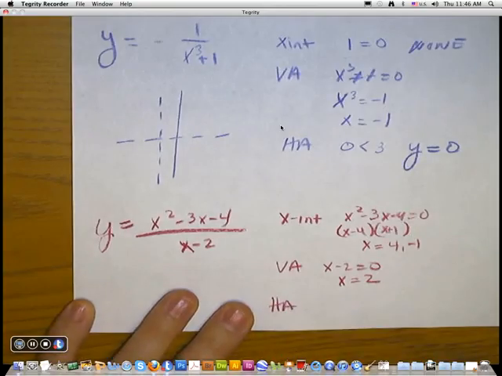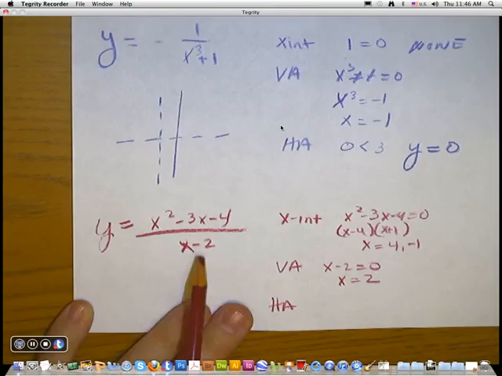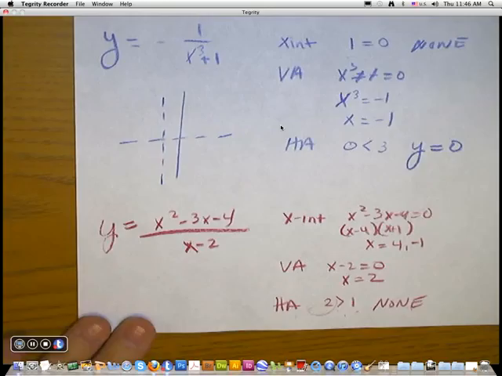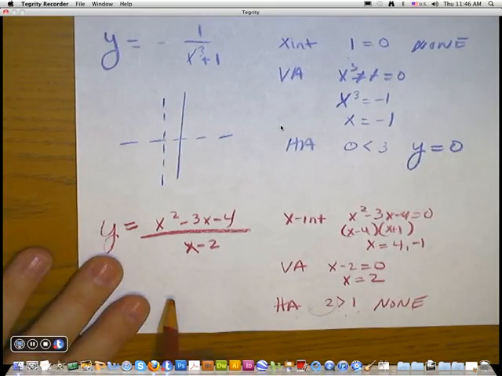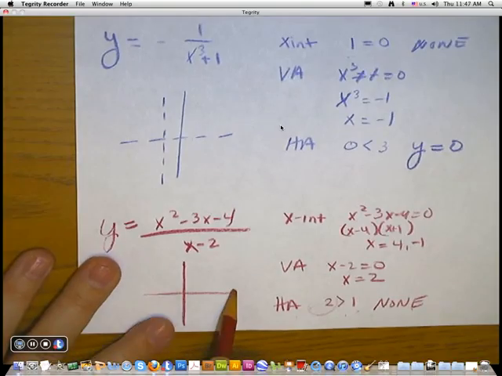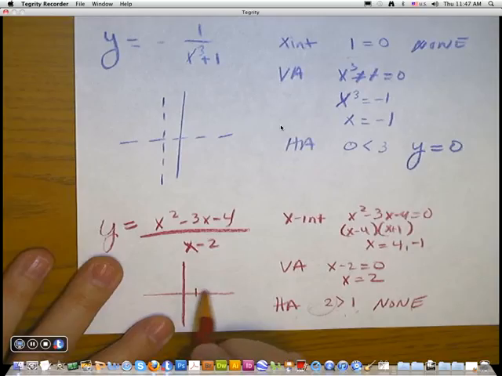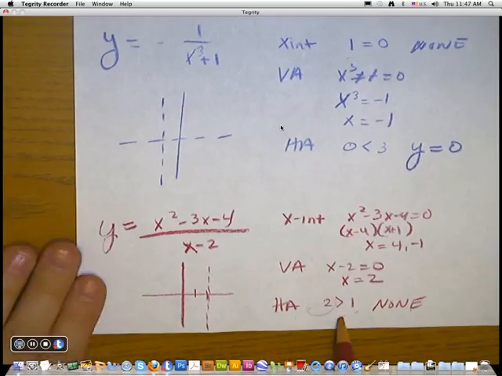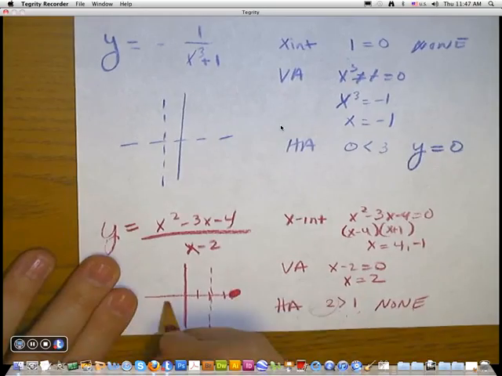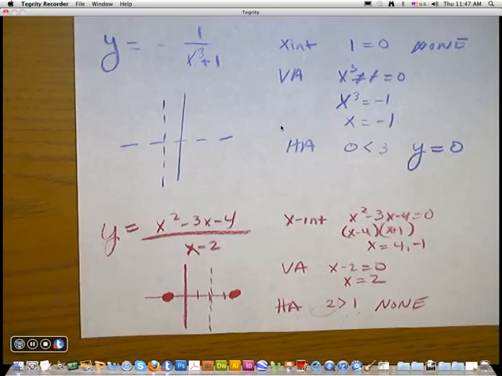And the horizontal asymptote is based on the degree. 2 is greater than 1. Therefore, there is none. There is no horizontal asymptote because the degree of the numerator is larger than the denominator. If I were to sketch a graph of this, the vertical asymptote is at 2. I have no horizontal. I do know that I'm going to cross at 4 and at negative 1, and then I would need to plot some more points.